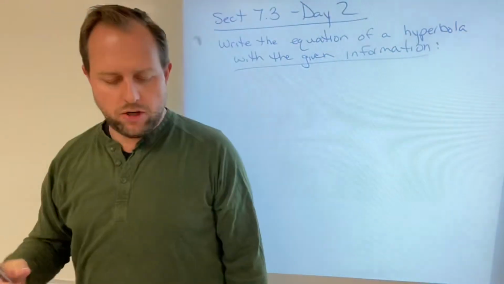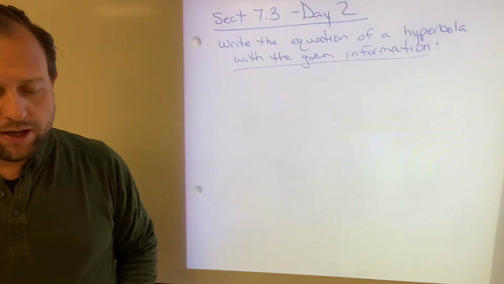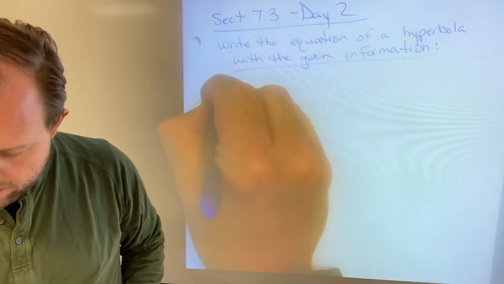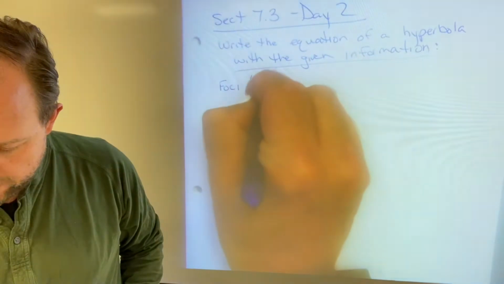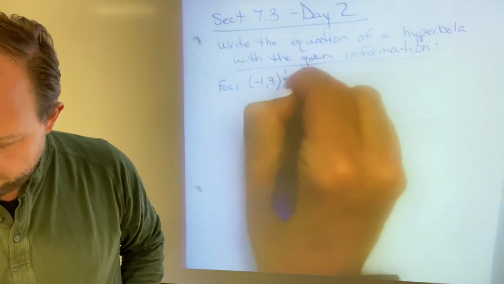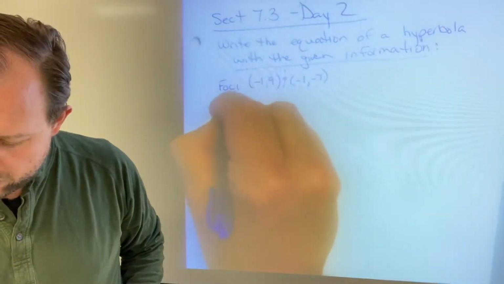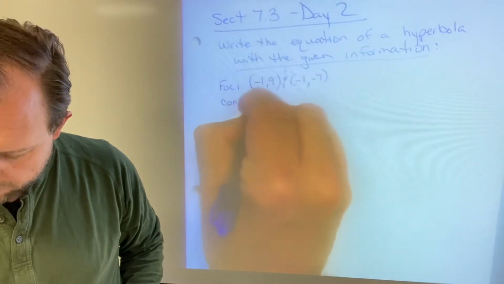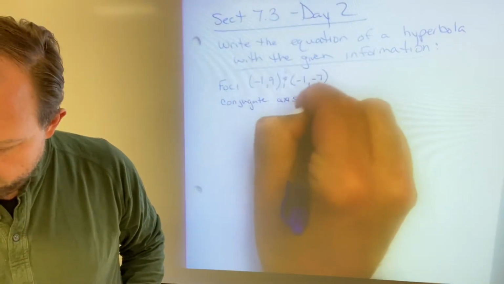Okay, day 2 video for section 7.3. We're going to be writing the equation of a hyperbola given some information. The information we're being given is we have foci at (-1, 9) and (-1, -7) and a conjugate axis that is 14 units long.